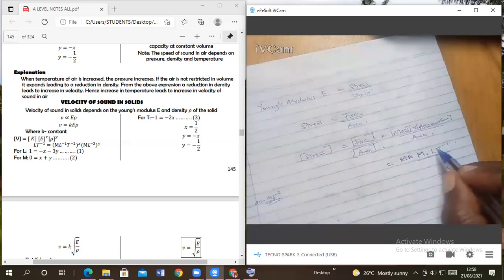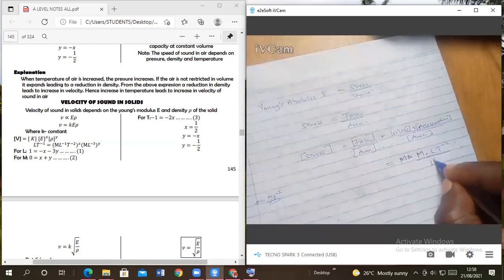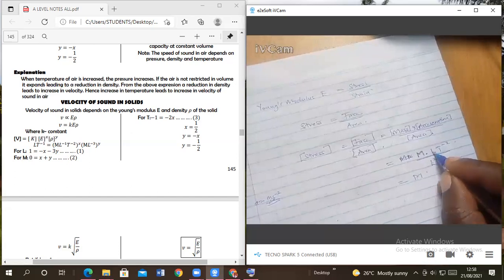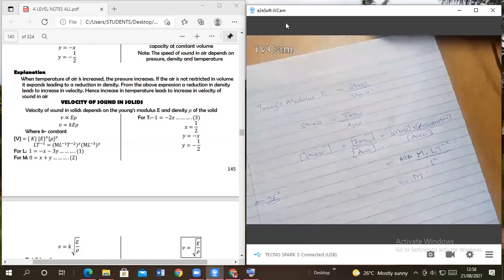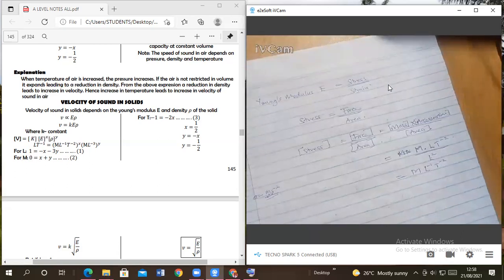Then divide by area. What's the dimension for area? L squared, correct. So that means that dimension is M. What do you get here? L squared and L, what do you get? You remember one L down. So if you take L up, negative one, negative two. Like that, isn't it? That is stress.